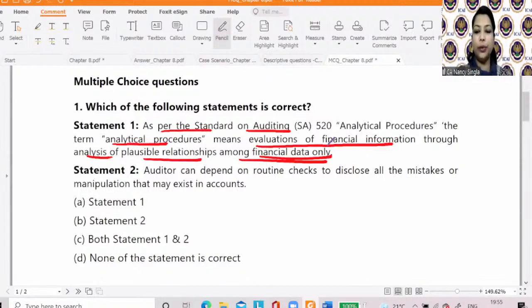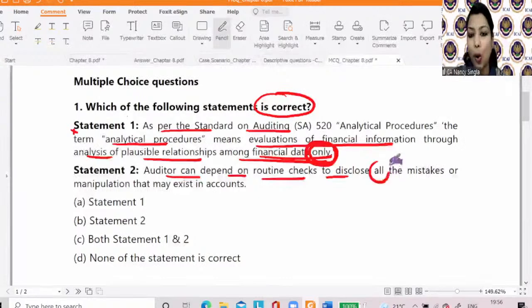Reply to MCQ question number 1. So, this word 'only' is wrong here. Financial data as well as non-financial data, remember? So, this statement is not correct. And see, which of the following is correct? Read the question properly, students. Statement 2, auditor can depend on routine checkings to disclose all the mistakes and manipulations that may exist, which is also incorrect. So the answer is D.